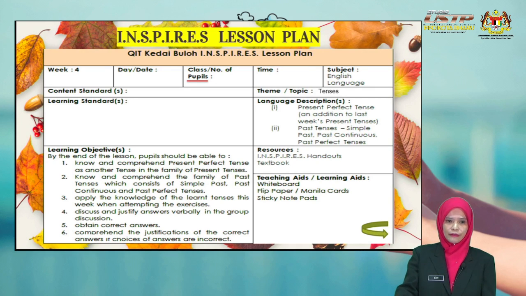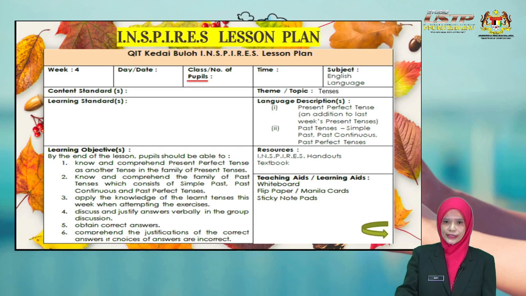For learning objective, by the end of the lesson, pupils should be able to know and comprehend present perfect tense as another tense in the family of present tenses; know and comprehend the family of past tenses, which consists of simple past, past continuous, and past perfect tenses; apply the knowledge of the learned tenses this week when attempting the exercises; discuss and justify answers verbally in the group discussion; and obtain correct answers and comprehend the justifications of the correct answers if choices of answers are incorrect.